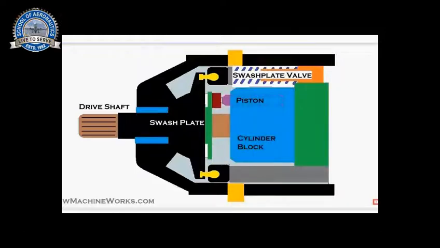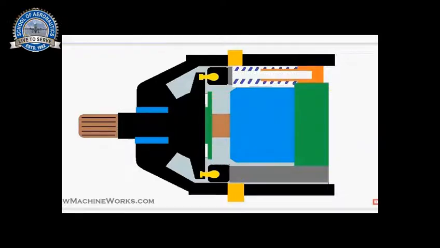Okay, so that's the cylinder block in blue which rotates. So the pistons are arranged inside the cylinder block and they are free to slide over the swash plate. So what we have further, that's our outlet over there and the inlet at the top. So let's see the animation and learn further.